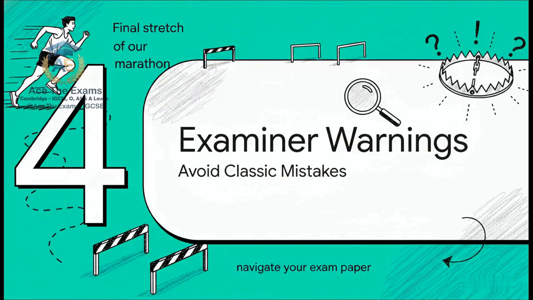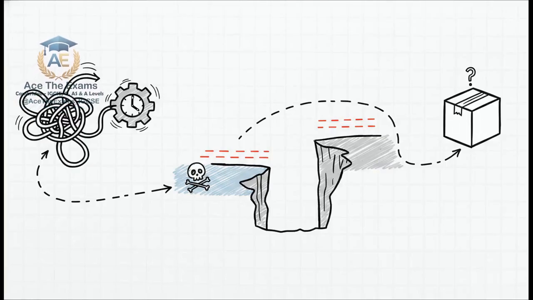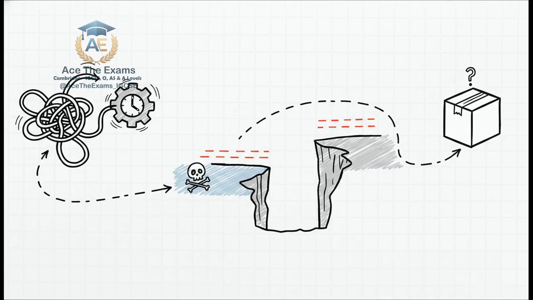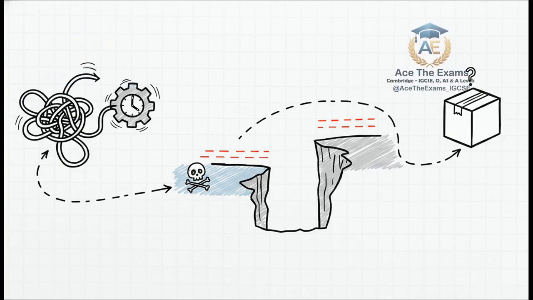Section 4. Top Examiner Warnings. Let's talk about the classic mistakes you absolutely need to avoid. Now, what's really interesting about this is that these 3 mistakes right here account for the vast majority of lost marks when it comes to the system clock. Mistake number 1, confusing cause and effect. We nailed this earlier. Do not mix up the clock signal with the execution of instructions.